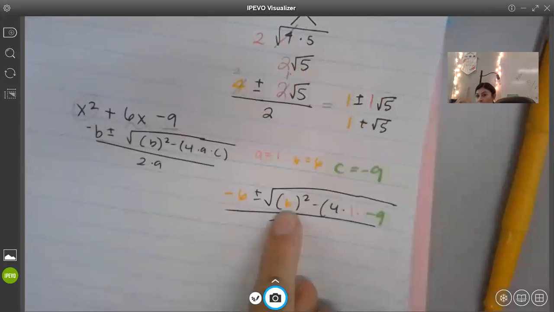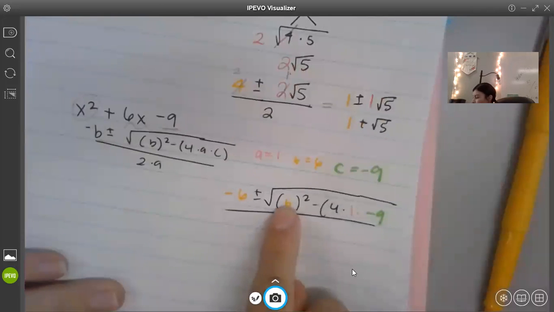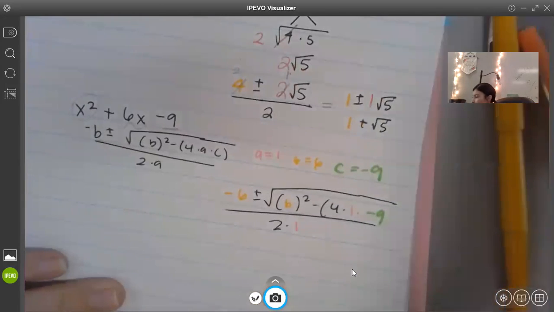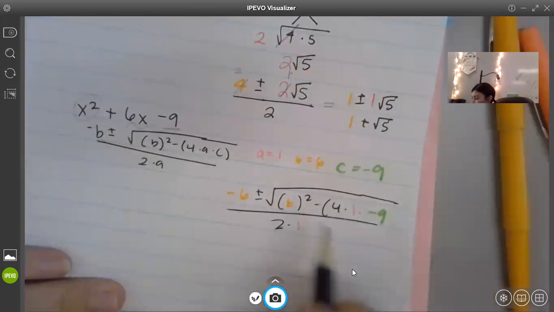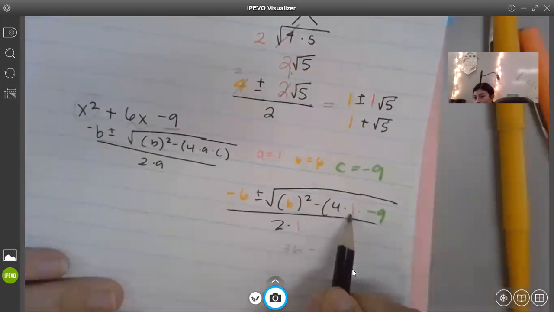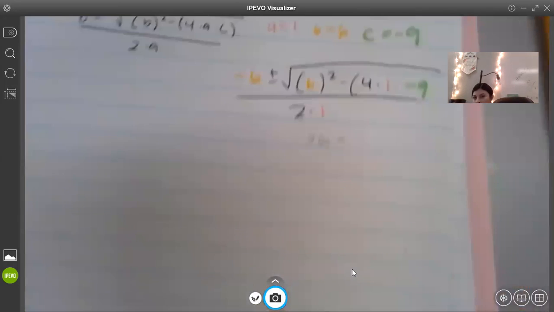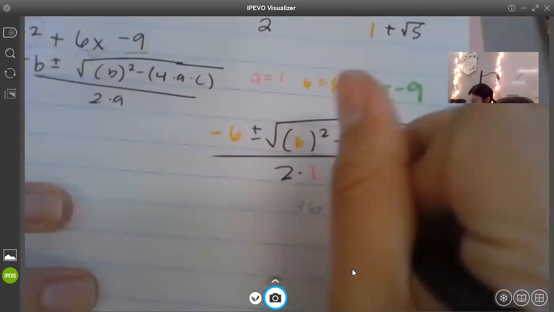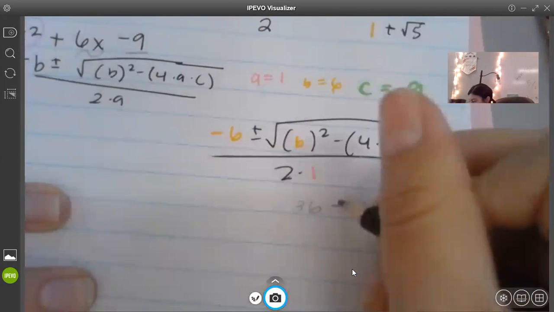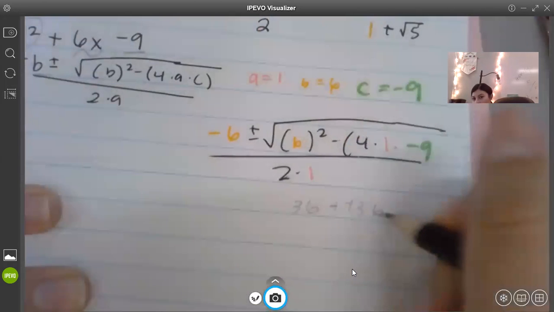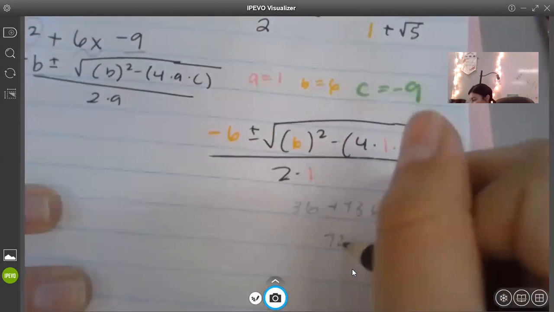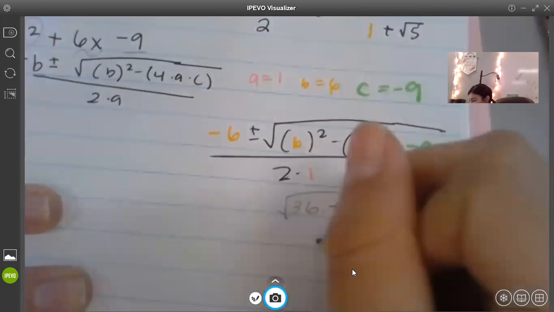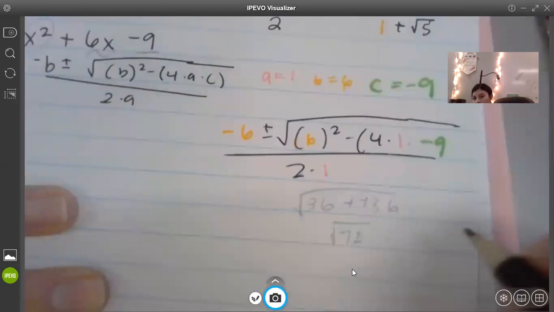Okay, so then I'm going to do the discriminant first. So that means what's inside right here, the square root. So it's going to be 6 squared, which is 36, minus 4 times a 1 is 4, 4 times a -9 is -36. So negative and negative mean you add a positive. So that 36 plus 36 is 72. That, your discriminant, is 72. Okay, so that's going to be the first part.